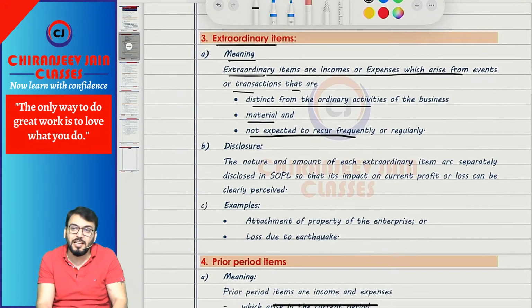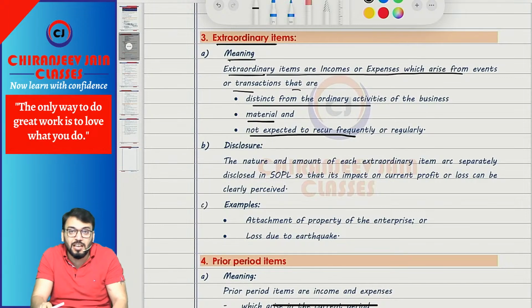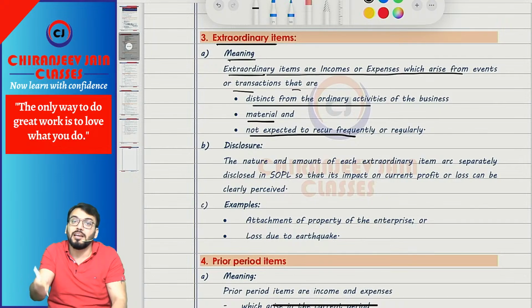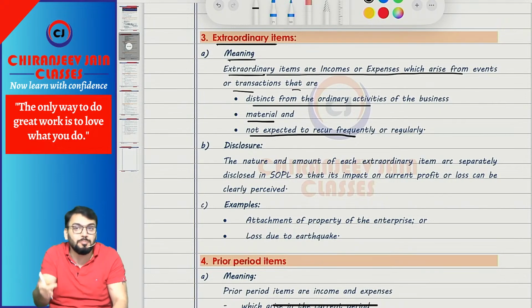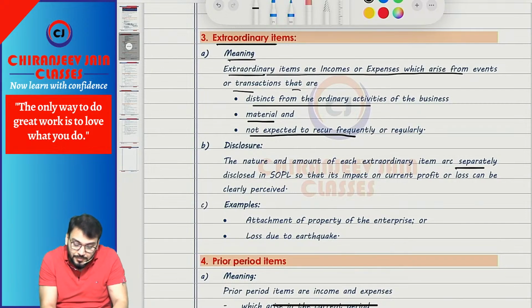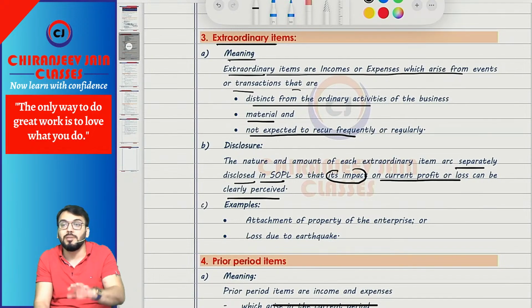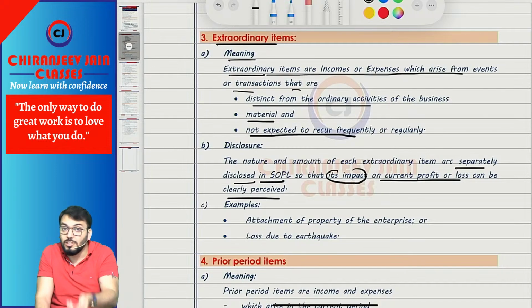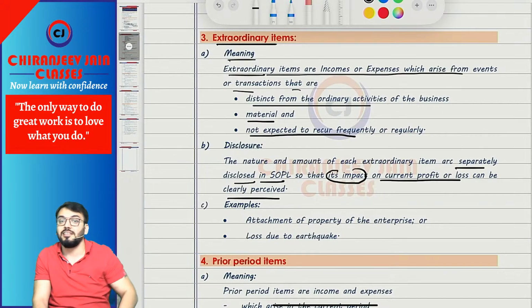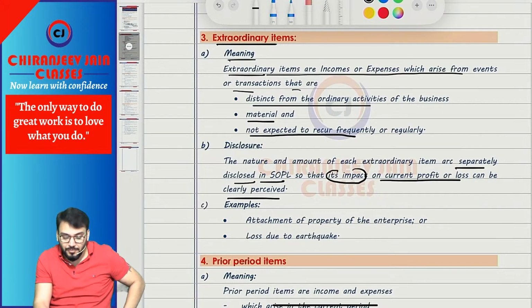So what AS5 says is that if any item of income and expense is extraordinary, it should be disclosed separately so that its impact on the current year profit can be perceived. What is the keyword? It is to be disclosed separately in SOPL so that its impact on current profit or loss can be clearly perceived, it can be understood. Therefore, after the exceptional item, we write down the extraordinary item so that its impact on the current year profit can be determined. Understood? Yes, sir.